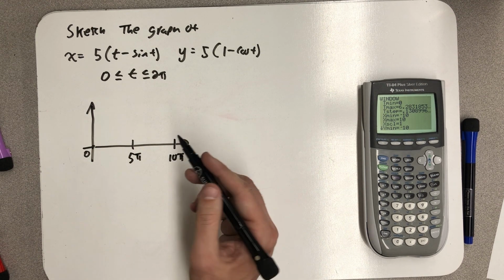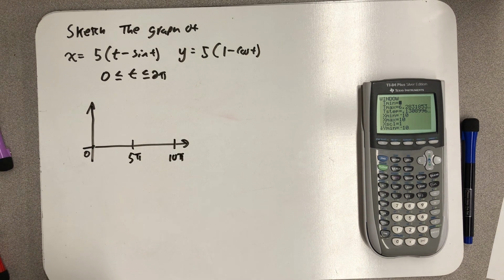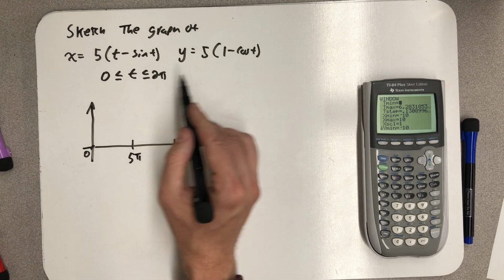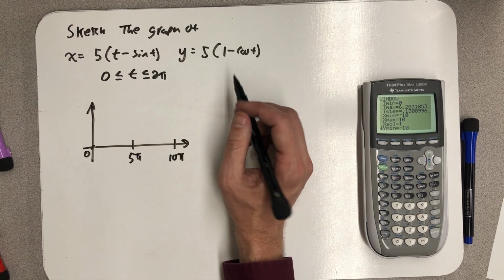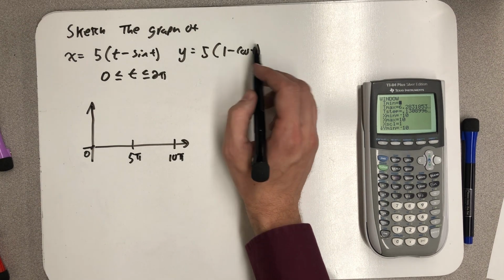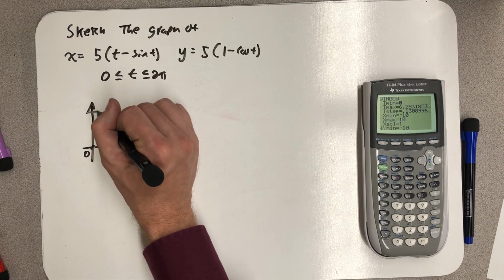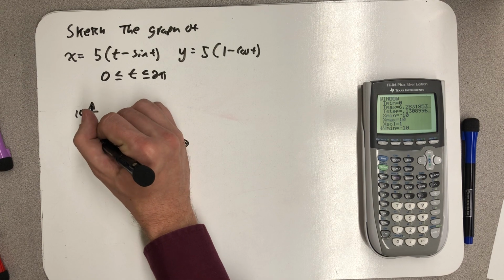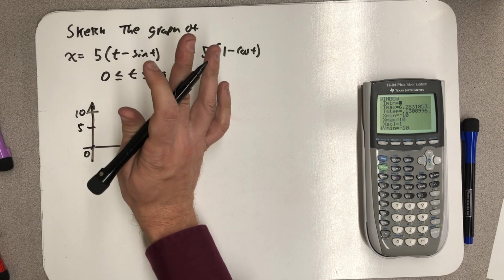On the y-axis, if I plug in a 0, well, I'll get out a 0. If I plug in a 2 pi, I'll also get out a 0. But if t is 1 pi, that makes cosine a negative 1, and I'll get out the number 10. So on the y-axis, I'll need things between 0 and 10.